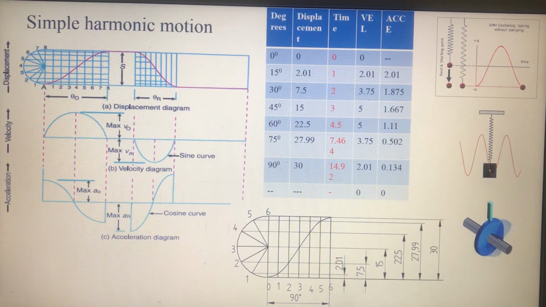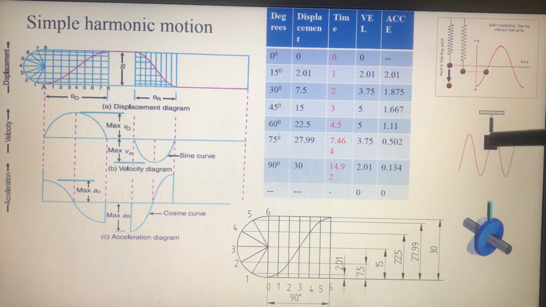So during this period, if you take any point on the mass and trace a path, then you will get a wave pattern like this. Okay, this wave pattern motion is called simple harmonic motion. It is of a smooth kind.